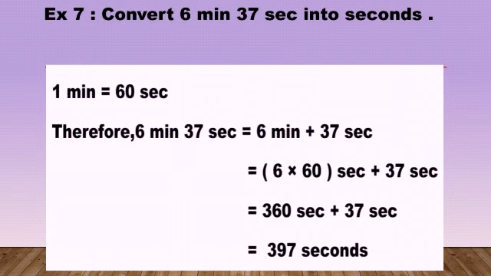Next question is: convert 6 minutes 37 seconds into seconds. Here also two different units are involved in the question, that is minutes and seconds. So first of all you have to convert it into seconds. That means 1 minute equals 60 seconds. So 6 minutes 37 seconds we can write as 6 minutes plus 37 seconds. So 6 minutes first you convert, that is 6 into 60 seconds plus 37 seconds. After multiplying and adding we are getting 397 seconds. This is the answer to the question.